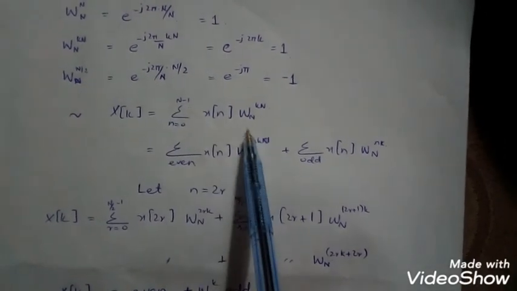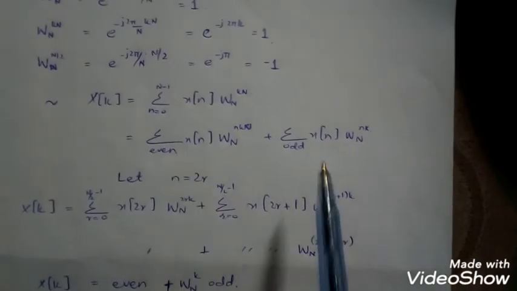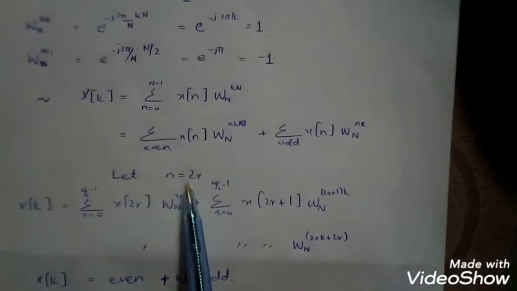As we know, X of k is equal to the summation from n equals 0 to N minus 1 of x of n times W of N to the power k n. When we divide this equation into two parts, the even and odd portions, let n equal 2r. When we put n equal to 2r in this equation, the equation becomes X of k is equal to the summation from r equals 0 up to N over 2 minus 1 of x of 2r, and this is the even equation.